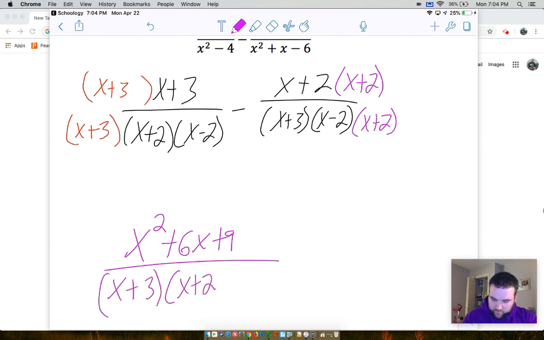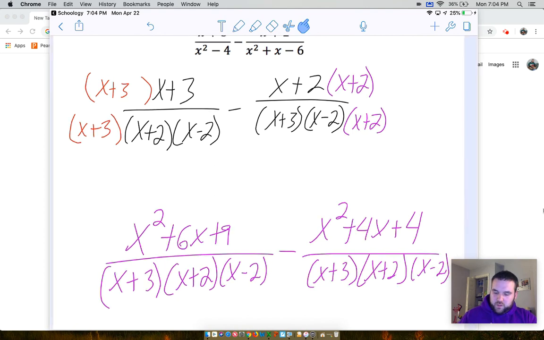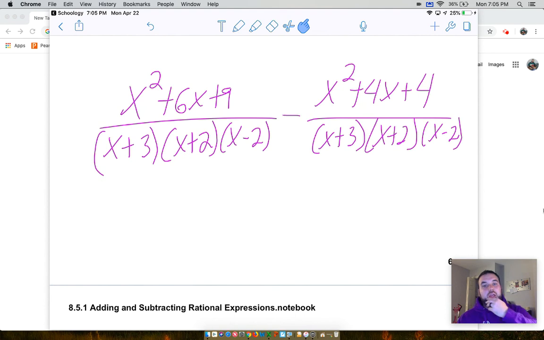And then here I'm subtracting x squared plus 4x plus 4 all over that same denominator, x plus 2 times x minus 2. All right. So great, fantastic. We have a common denominator. Now, this is where you will make the silly mistake.